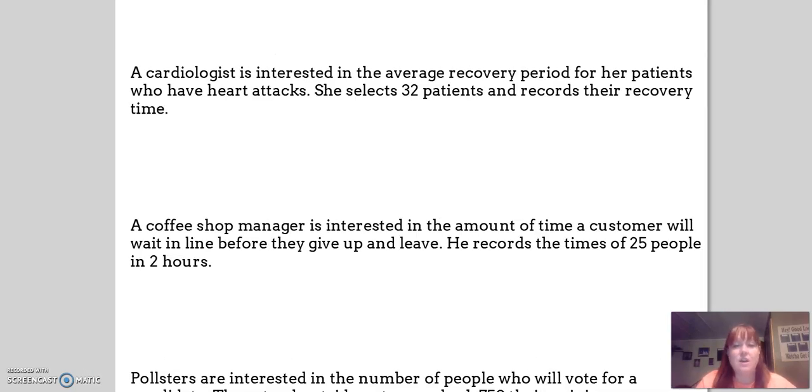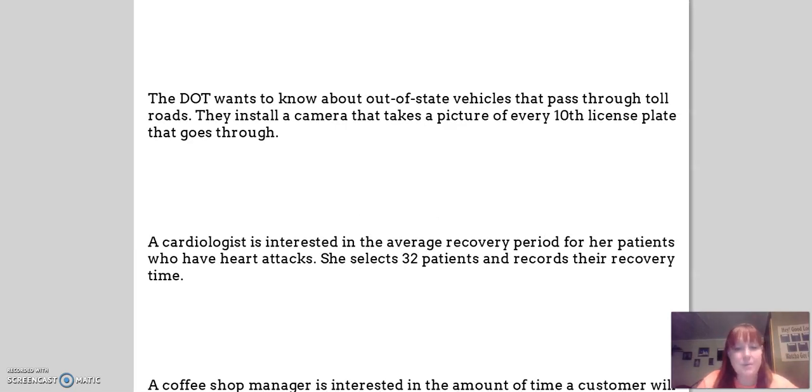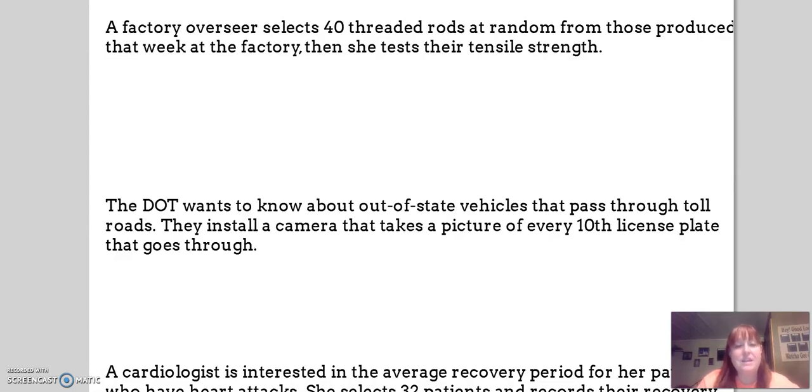Again, the cardiologist, this one is a quantitative variable because it does make sense to add them together and they're numbers. This one, the DOT, is qualitative or categorical because the answer is yes or no. Is the vehicle out of state or not? And finally, the tensile strength, this one would be quantitative because it's a number and it makes sense to say the average tensile strength is such and such.